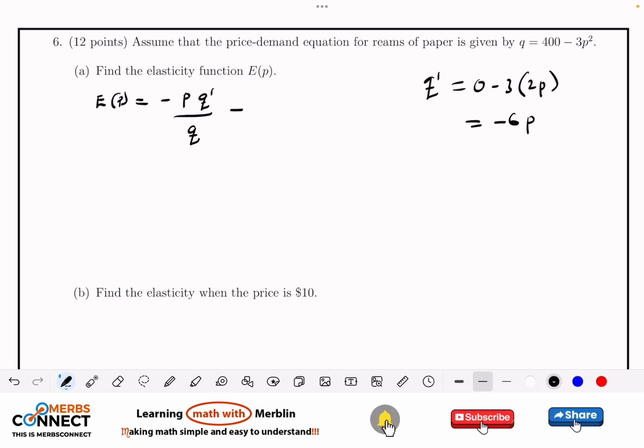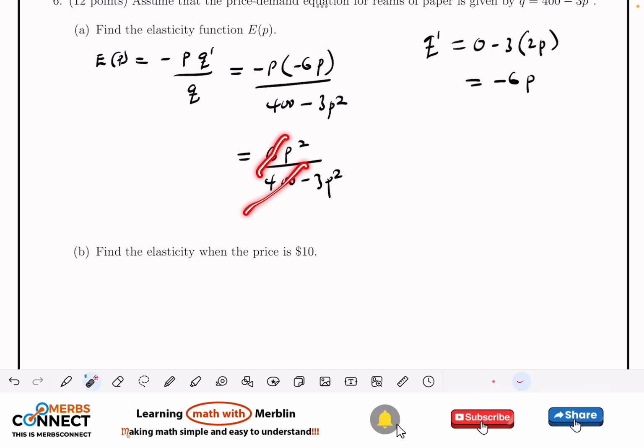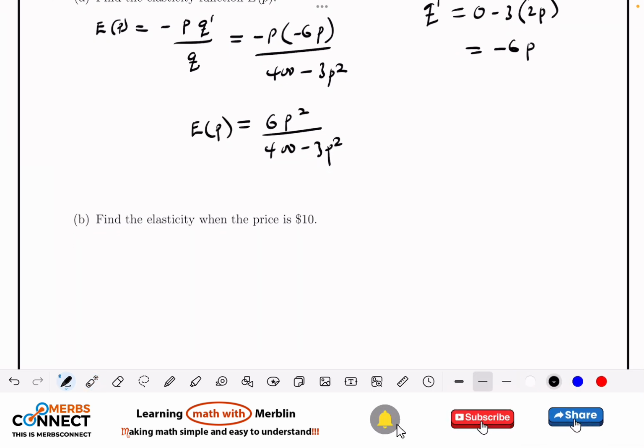So let's do substitution. Plug in -6p for Q' and plug in this for Q. So we are going to have 400 - 3p squared, and this is going to give us 6p squared divided by 400 - 3p squared. So as I said, always don't cancel this and this. You cannot cancel because of this minus. You can only cancel when it's multiplying each other. So we are done. This is E(p). That is the elasticity function.